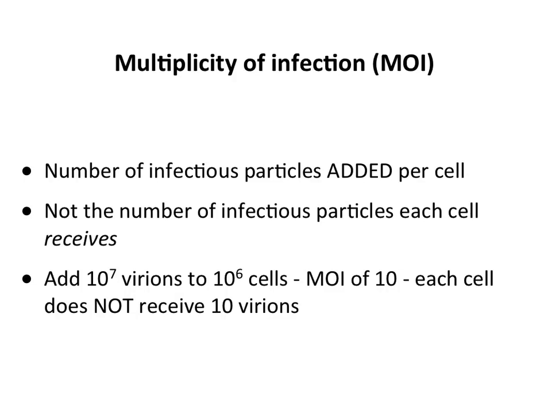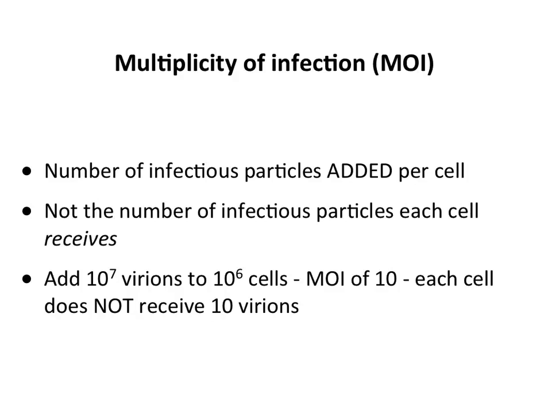And this has to do with what we call the multiplicity of infection. MOI is simply the number of particles added per cell. It is not the number of particles that each cell receives. We'll see in a moment how you figure that out. So for example, if we have 1 million cells and we add 10 million virions or virus particles to those cells, the MOI is 10.